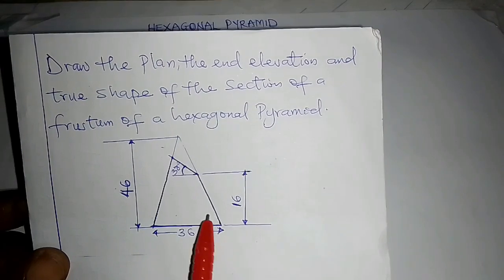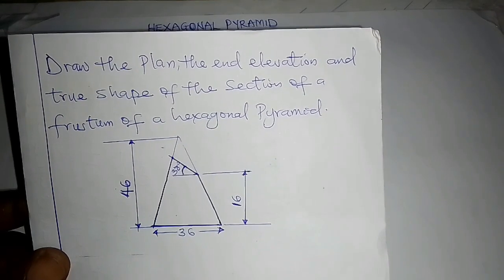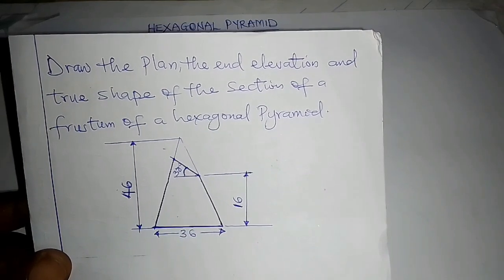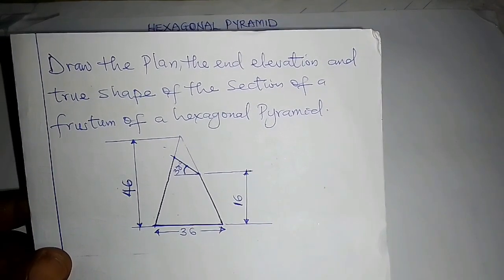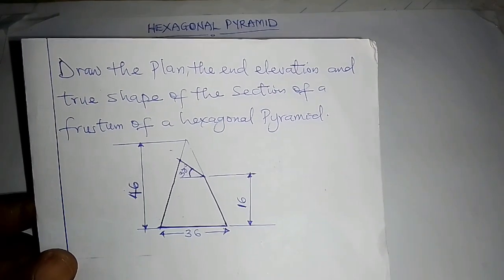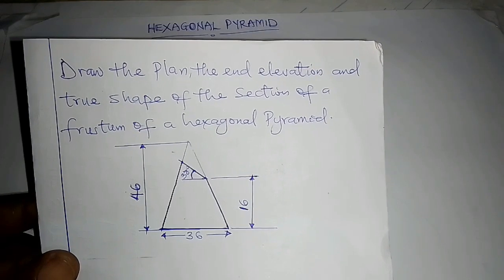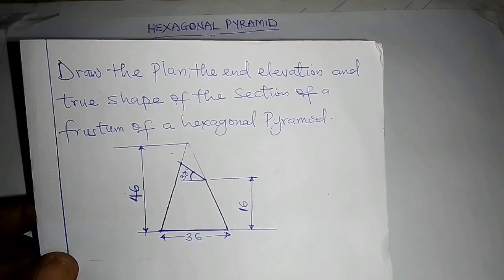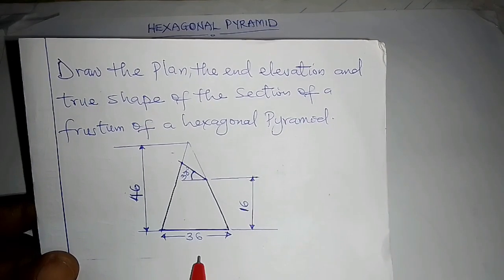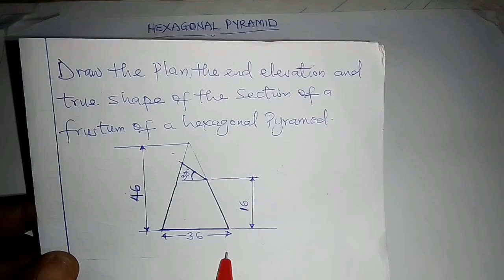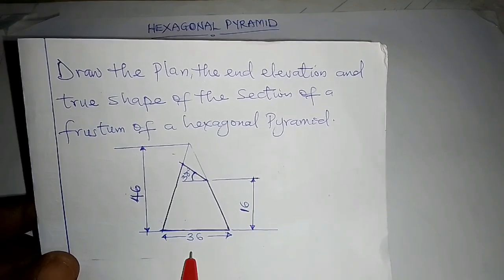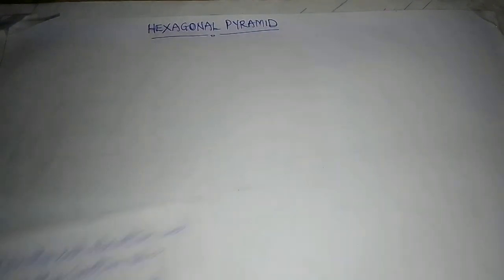So the first thing we are going to do is draw the plan, just like we did for the cone and the hexagonal pyramid that we are going to do now. So we draw the plan. Because it's a hexagon, it has 6 sides, and we are given the base of the pyramid to be 36, so we are going to be using that to draw the plan. We divide 36 by 2, which is 18. That is, in centimeters, 1.8.